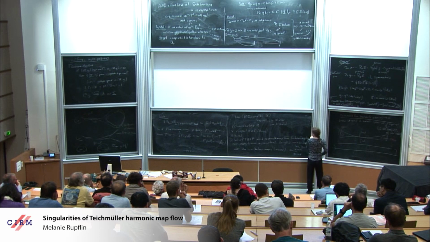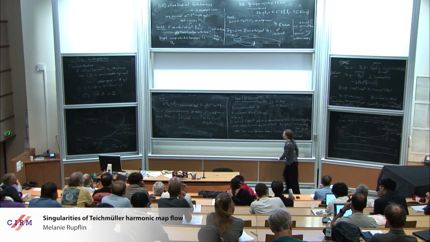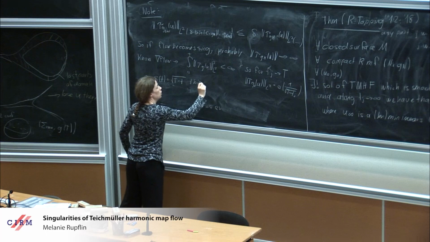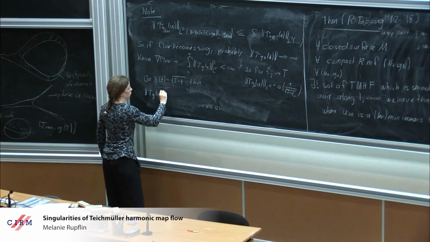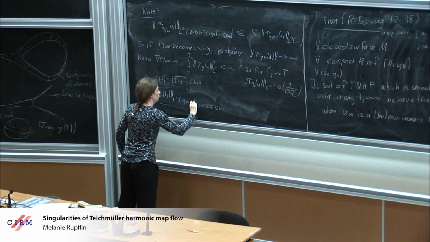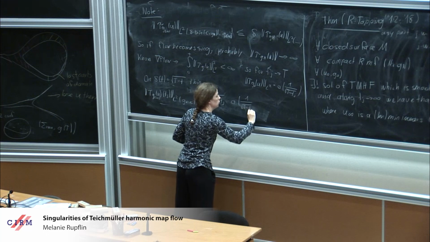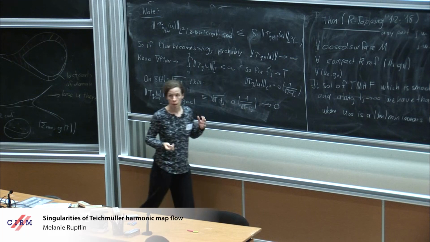So what I get is that not on delta thin, but on the region where delta is the square root of t minus t thin, I'm going to have that the tangent, along most sequences, in particular along some sequence t_j, in L2 with Euclidean metric, is less than square root of t minus t_j times little o of 1 over square root of t minus t_j. So this is basically going to zero. So my map looks nearly harmonic.